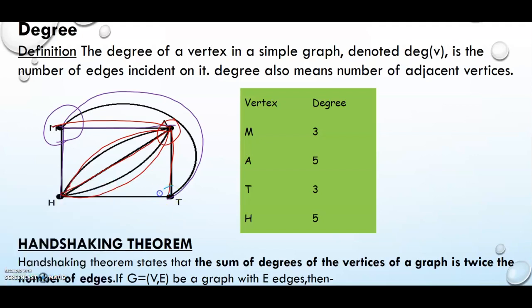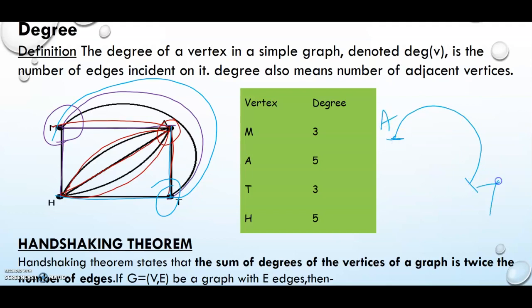Now, what is the degree of T? T to A is 1, T to H is 1, and T to M. Don't leave that one out, because it is also joined. If there is direction, you take the degree only once for that. If there is no direction, you have to count both ways. A to T is 1 degree, and T to A is also 1 degree. If no direction is mentioned in the graph, count both ways. So T to H, T to A, T to M: it has 3 degrees.